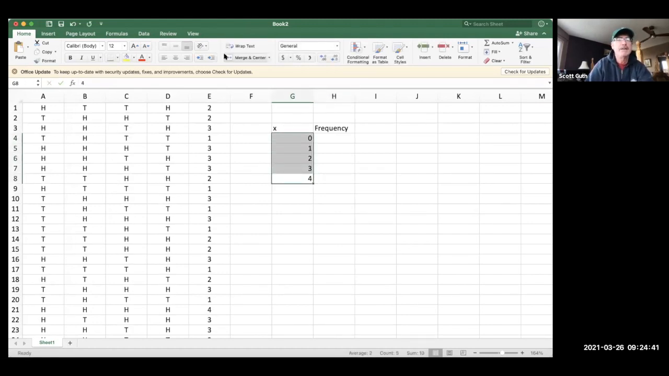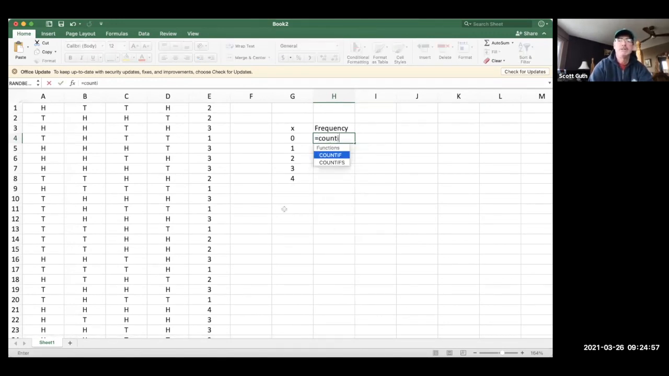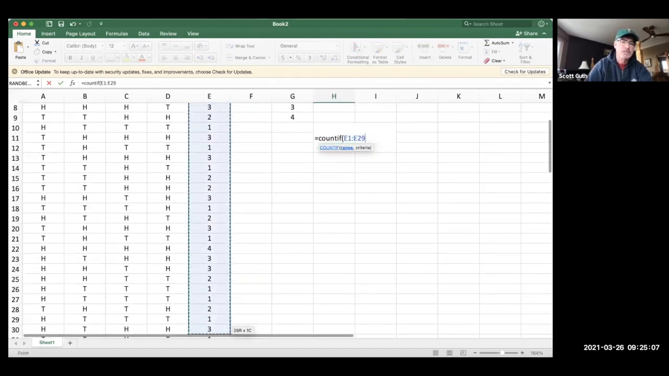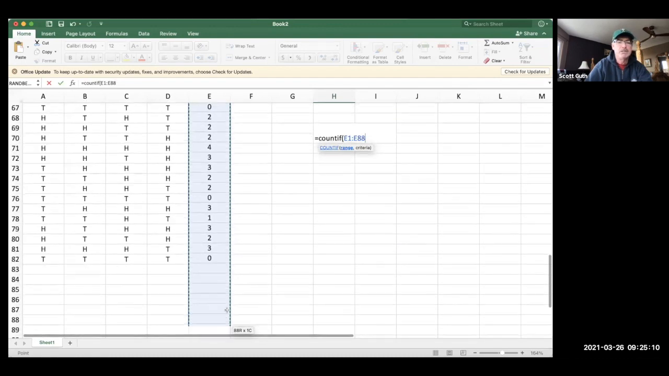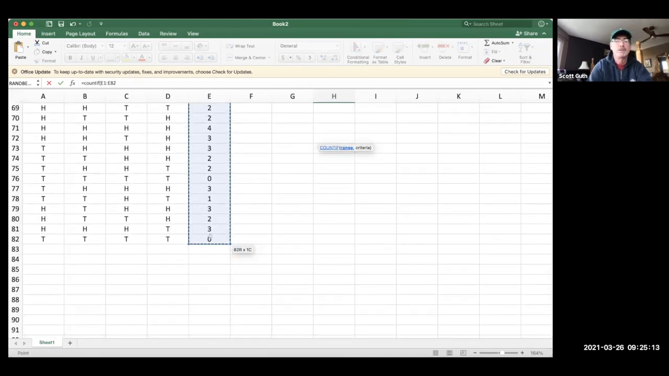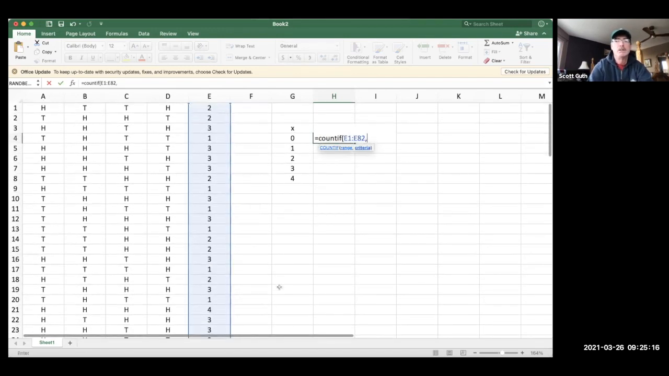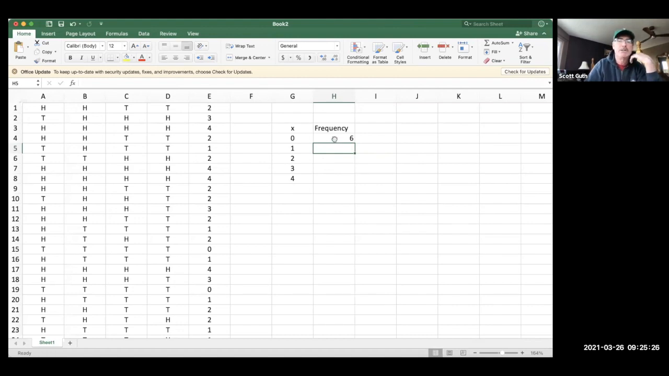And for frequencies, I'm going to have it do that count if command. I want to count if it's equal to 0 in the first row, count if it's equal to 1 in the second row. So here I say equals count if. I'm going to look at all these numbers and have them count. So let me select the range first. All these numbers. And I want to have it count a number if it's equal to a 0, like that. Okay, and I hit enter, and it's only counted 6 zeros out of all that.